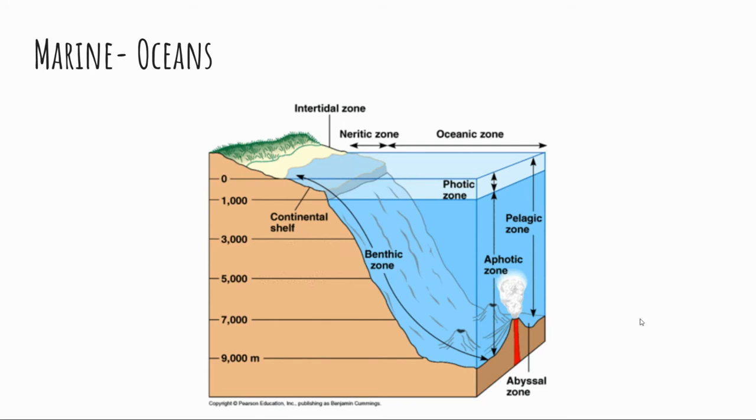So you can kind of see here in this diagram where we're talking about these different zones of vocab terms for ocean ecosystems. And again, you could pause this and either draw in your notes or just look at the vocab terms to be sure you understand where each of the zones are located.